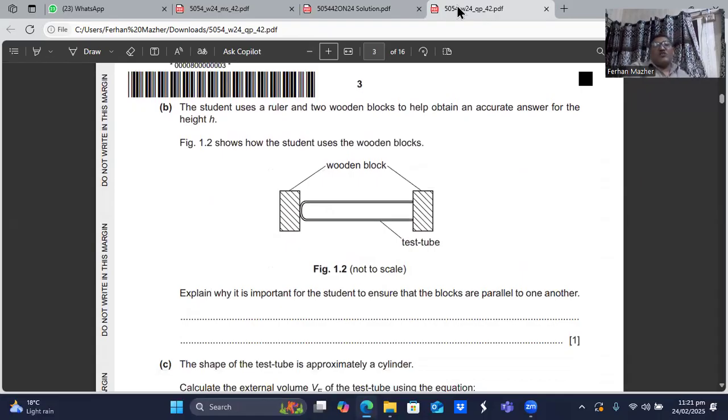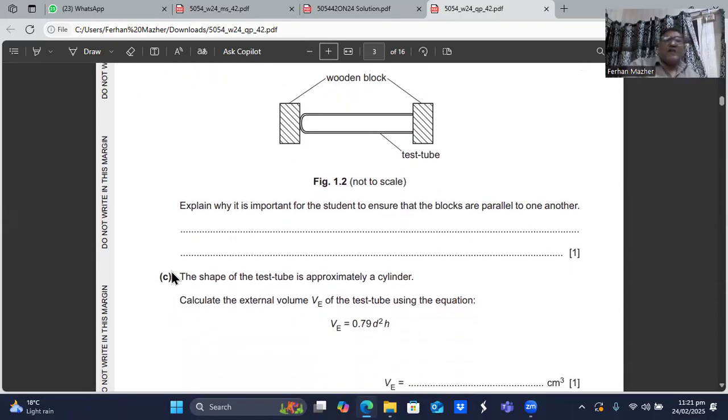The B part of question number 1. The student uses a ruler and 2 wooden blocks to help obtain an accurate answer for the height. Figure 1.2 shows how the student uses these wooden blocks. He has placed the test tube between the 2 wooden blocks. If you measure the distance between the 2 wooden blocks, that will be the external height or the length of the test tube. Explain why it is important for the student to ensure that the blocks are parallel to one another.